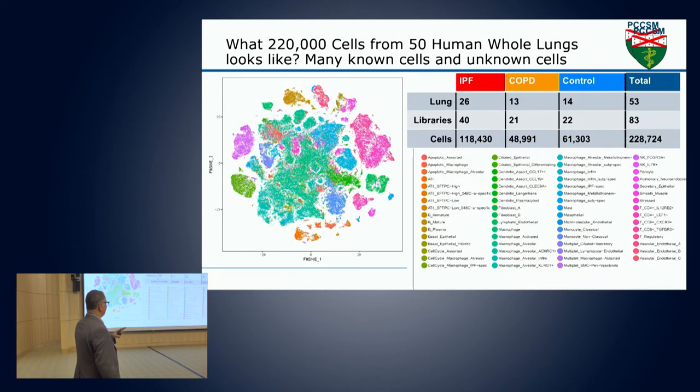So I'll stop here and ask people, what do you think? Did I just convince you that we shouldn't do the human lung cell atlas? Or how do we address this diversity, this complexity?